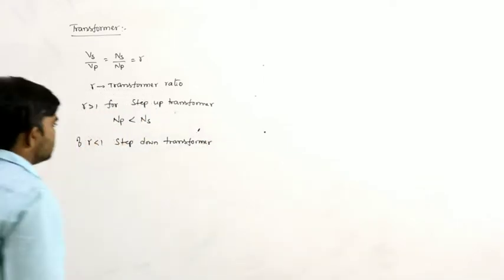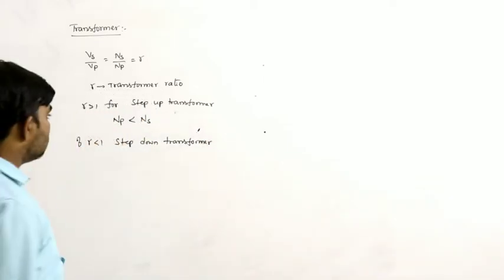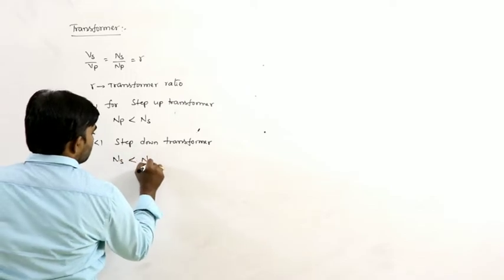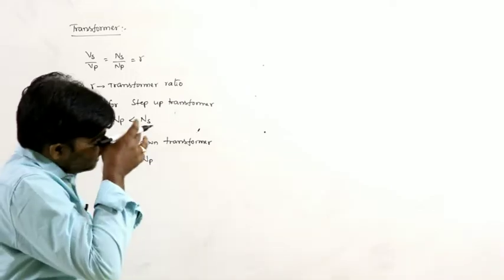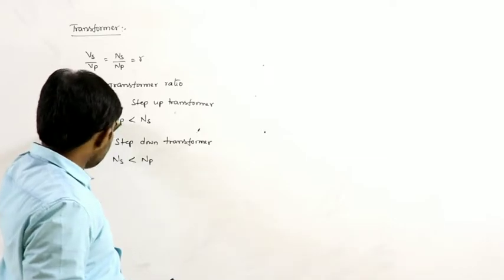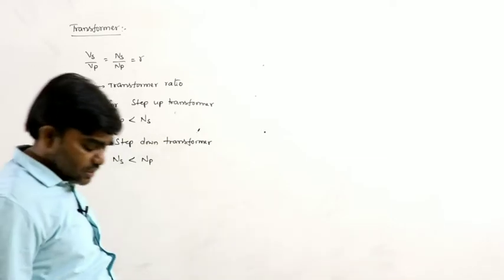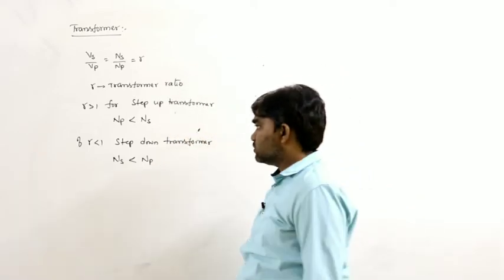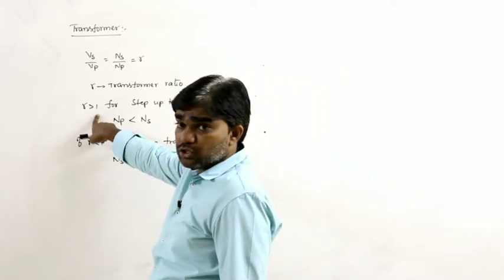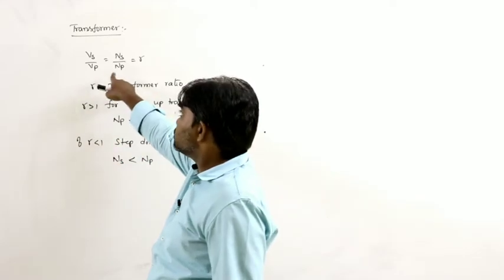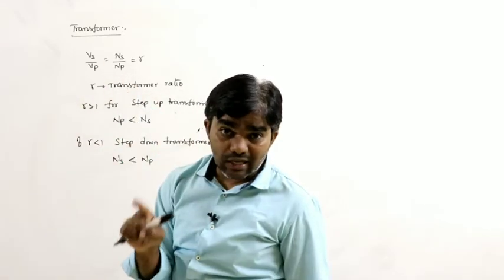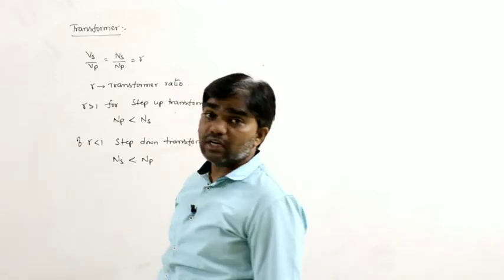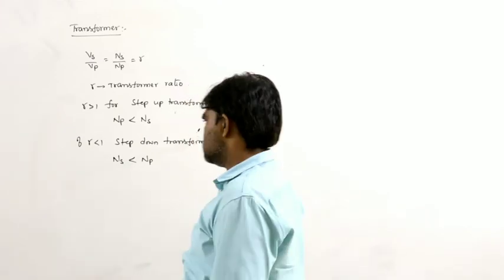If the R value is less than 1, that is called a step down transformer. That means the number of turns in the secondary is less than the number of turns in the primary coil. So this is the step up transformer and step down transformer. Transformer ratio is greater than 1 for step up. What is the transformer ratio? Potential across the secondary coil divided by potential across the primary coil, that is called the transformer ratio. So that is the situation.